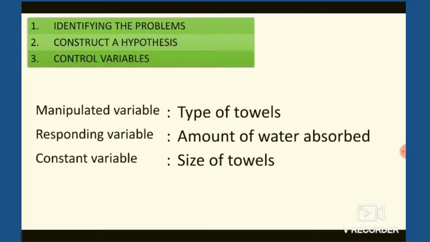Variables, there are 3 types of variables. Manipulated, responding, and constant. So manipulated variable, type of towels. Responding variable, amount of water absorbed. Constant variable, size of towels, for example.